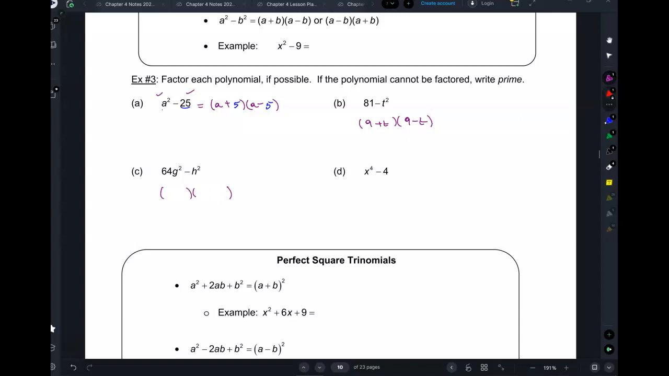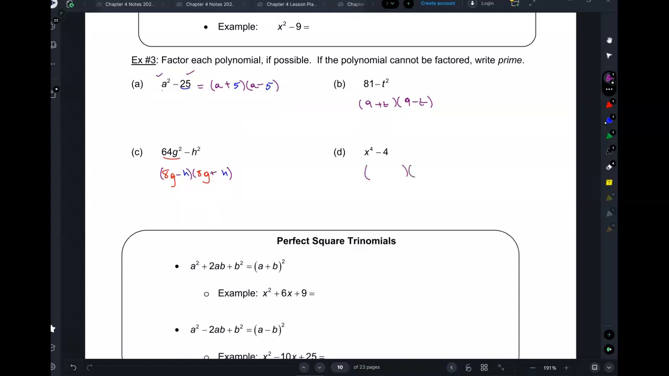Okay. So this one, you take the square root of this, what do you get? 8g. You take the square root of the other one, what do you get? Okay, one gets a plus, one gets a minus. Okay? Ooh, what about this one? x squared and 2 and 2, plus minus.